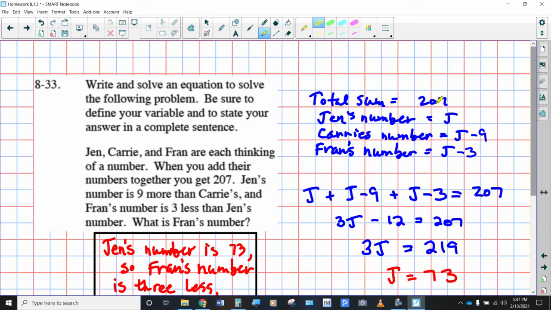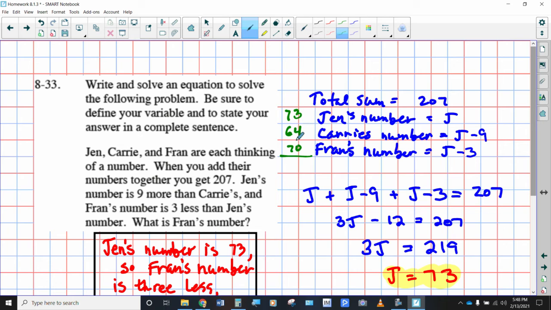So I'm going to take, here is Jen's number. Here is Carrie's number, and here is Fran's number. And when you combine like terms, the 3 J's are there, and then -9 and -3 make -12. So we will now go ahead and add 12 to each side, then divide by 3, and that's going to tell you what Jen's number is. So once we know that Jen is 73, we know that this is going to be 73 minus 9, which would be what, 64? Yeah, 64 plus 9 is 73. And we'll know that this one would have to be 70 because that's 3 less than Jen's number.